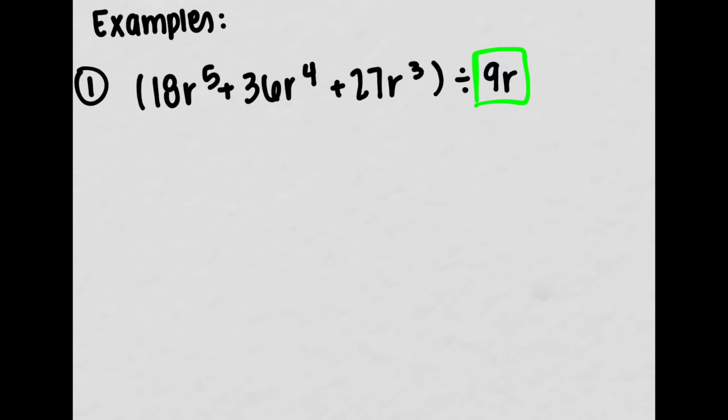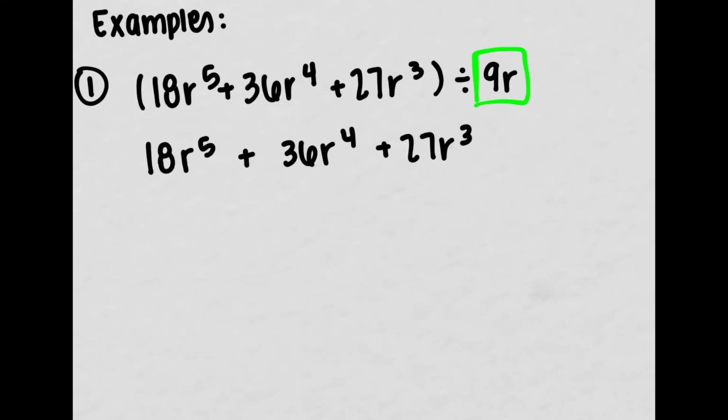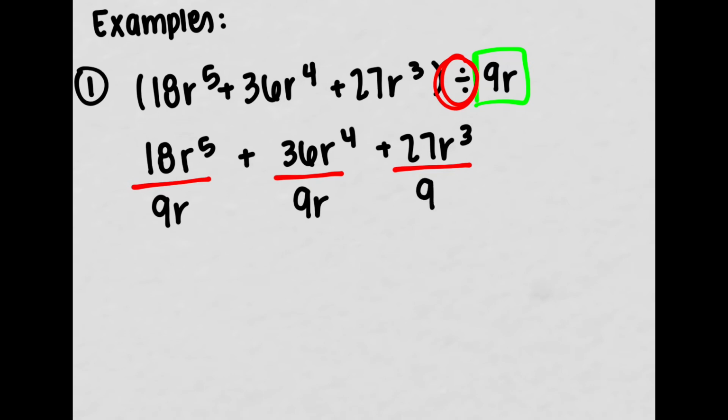In order to do that, I take all of the terms I have in front: 18r to the 5th plus 36r to the 4th plus 27r cubed. All I did was rewrite it. I now need to rewrite my division symbol as a fraction bar. Then I take that monomial, that 9r, and I write it on all three bottoms of the fractions.